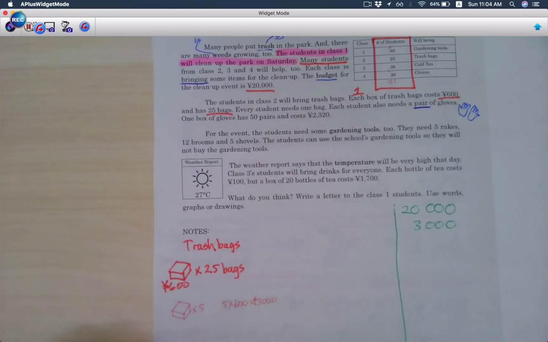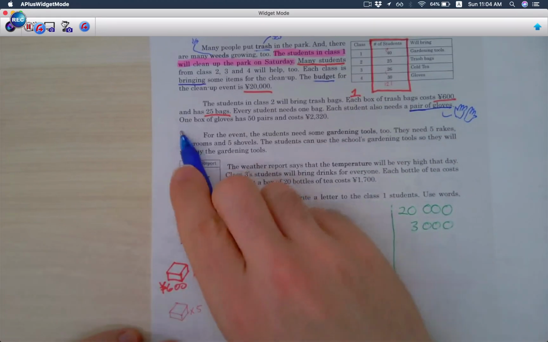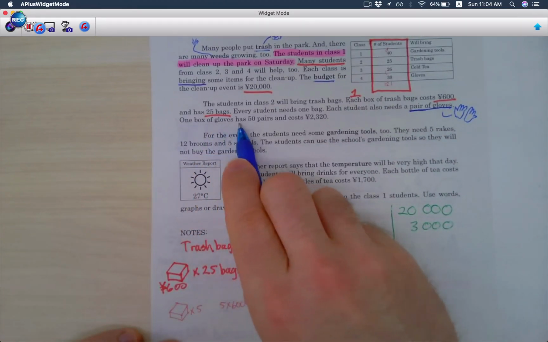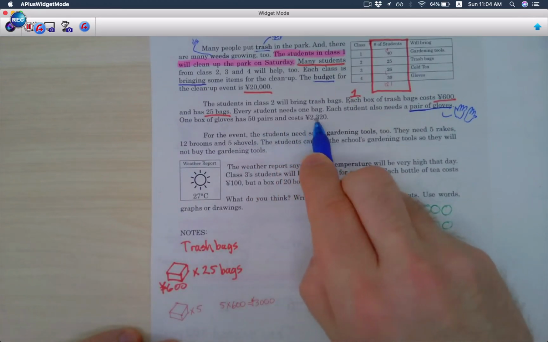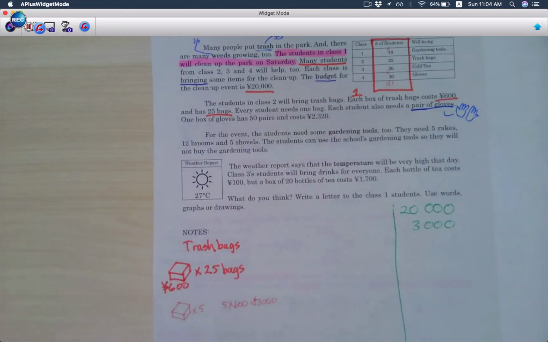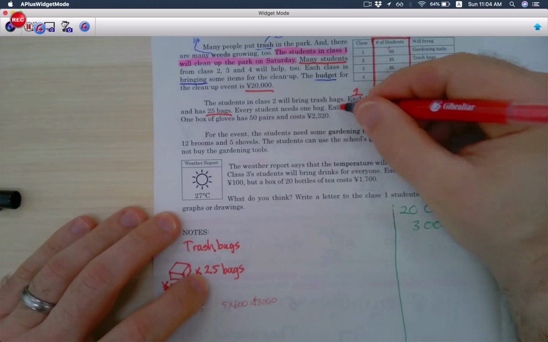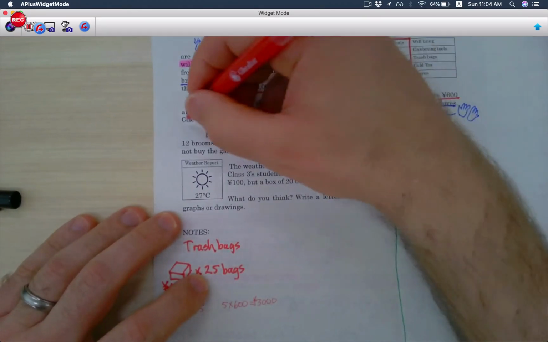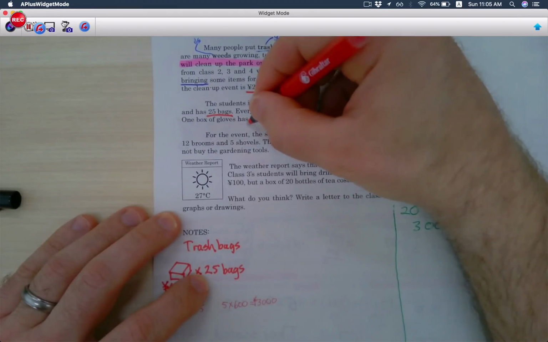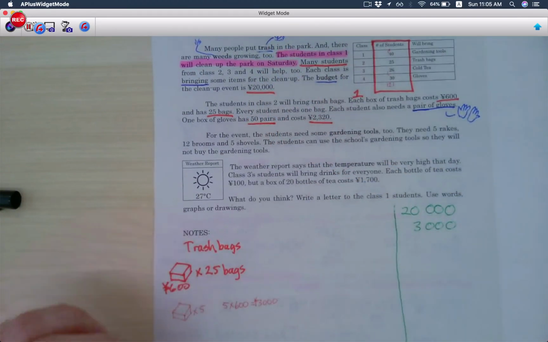Two gloves, so a pair of gloves. And one box of gloves has 50 pairs and costs 2,320 yen. Okay, so once again, each student means one. One student needs 1 pair of gloves. And one box has 50 pairs and costs 2,320 yen.